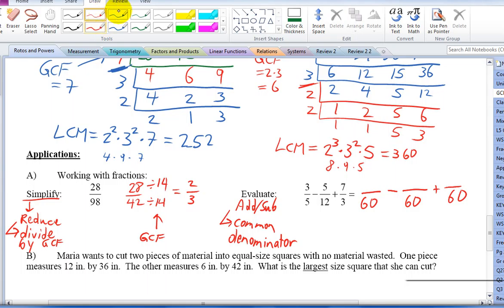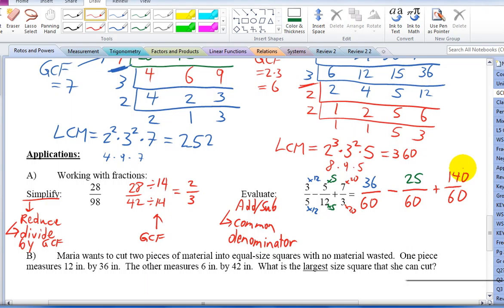Okay. So how do I go from 5 to 60? Times by 12. And so I would get 36 over 60. The next one, I multiply by 5 to get 60. So I get 25 over 60. And the very last one, I multiply by 20. It's not so much what you multiply by, it's more what's the common denominator. Now that I have a common denominator, LCM, I can now add or subtract. So that's LCM application.